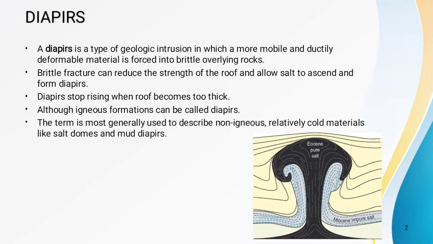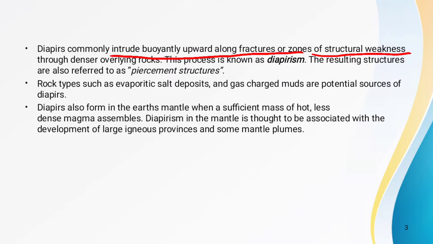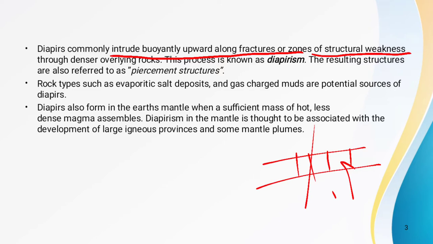So these are mobile and ductile deformation. If the rocks contain fractures, then the salt will invade. And this process is known as diaperism. The process of invading the fractures, joints or structural discontinuities present in the rocks by salt is known as diaperism. The resulting structure is also known as a piercement structure, and the resulting landform is known as a piercement.